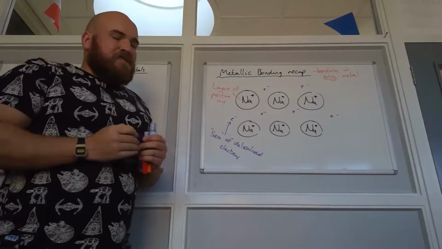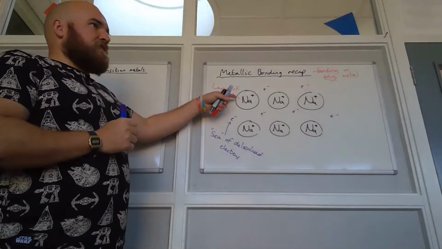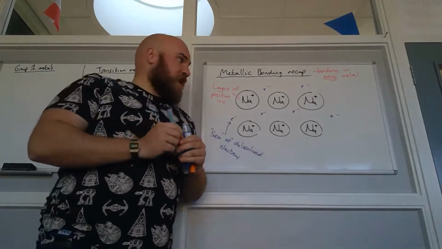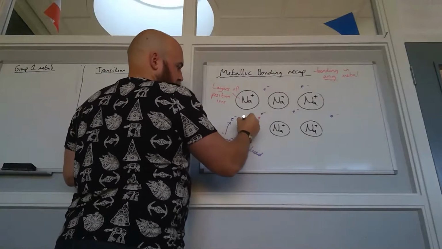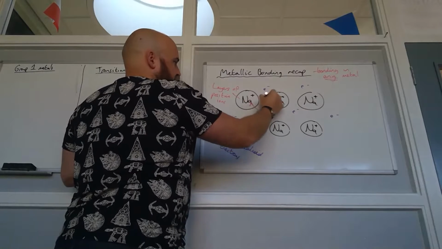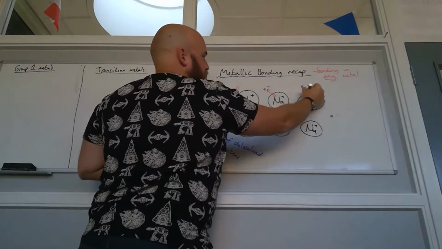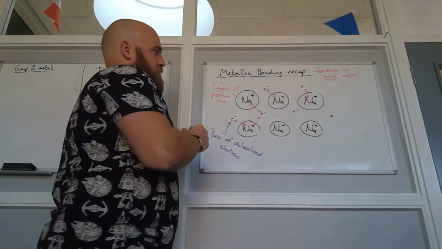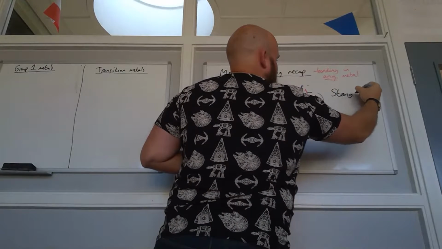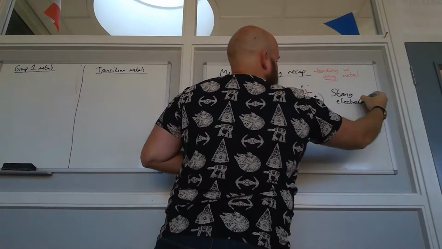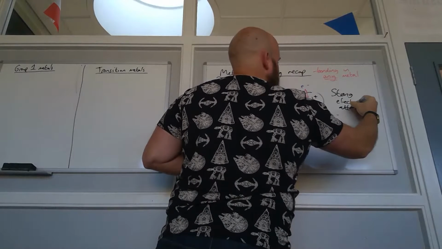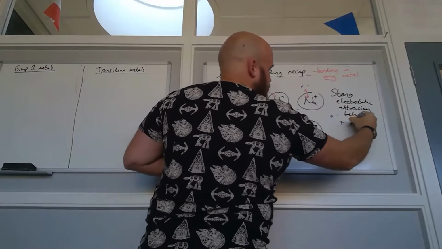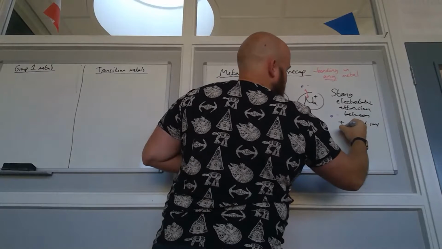Okay, so how does that hold the structure together? Well, you've got positive metal ions and you've got negatively charged electrons, and there is an attraction there because opposite charges attract. So there's a metallic bond there. Wherever there's a positive and a negative in close vicinity, that is what a metallic bond is. So it is a strong electrostatic attraction between positive metal ions and delocalized electrons.